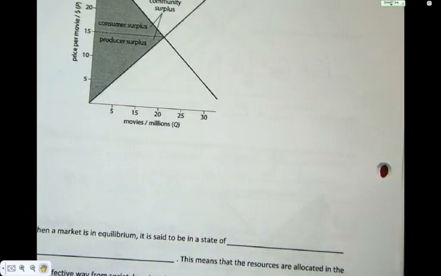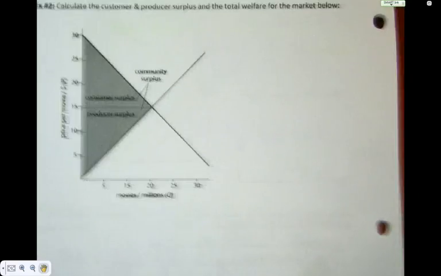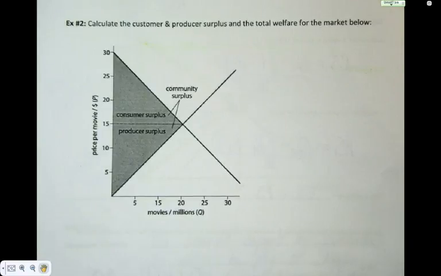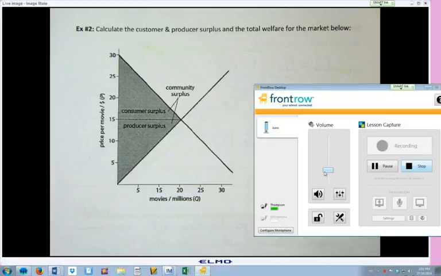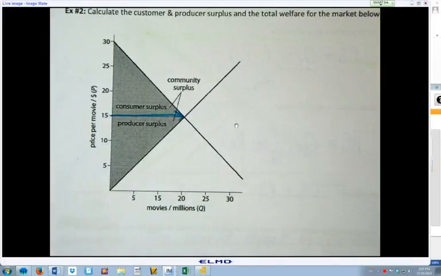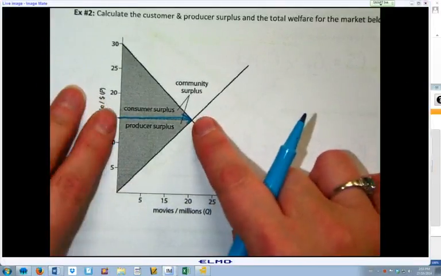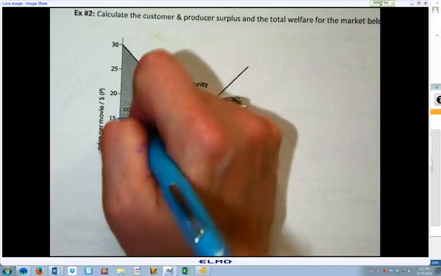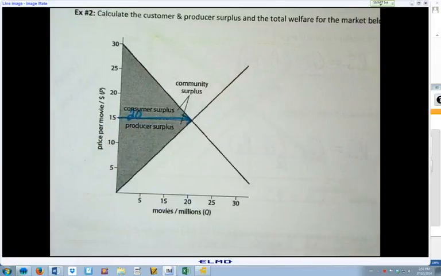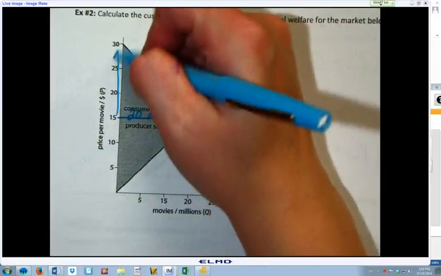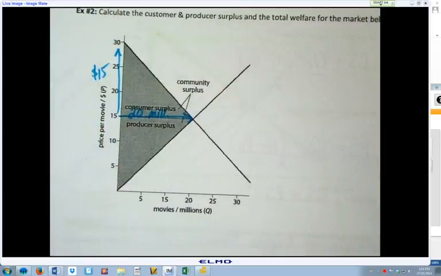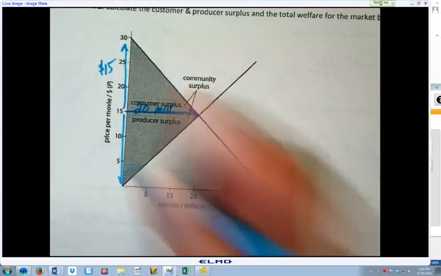Turn to someone in front, behind, beside you. Do this one together. Same thing. Find me consumer surplus, producer surplus, and total welfare. It works better for you. So if we look at the bottom of both triangles, what's the value? 20. More specifically, 20 million, right? Okay. What's the price change for the consumers? Agree? Price change for producers?